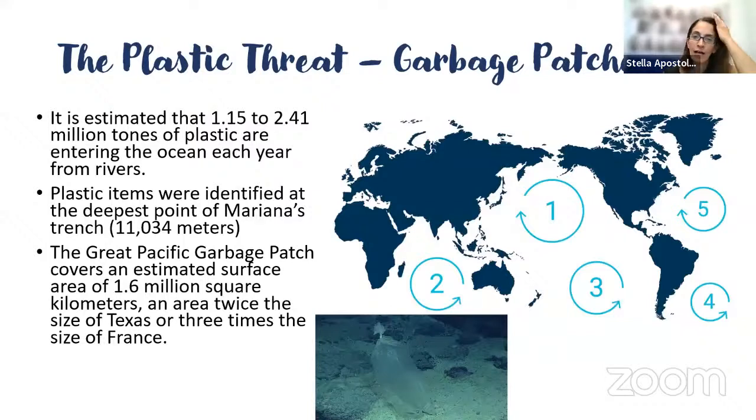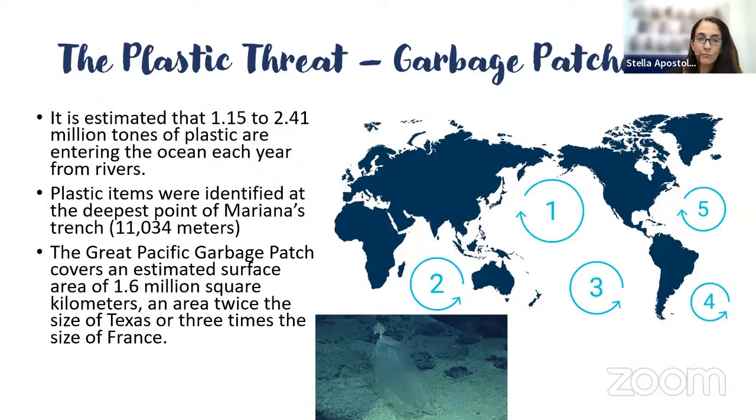I'm sure most of you have heard about the garbage patches. There are patches in the oceans, especially in the Pacific Ocean, where we find very high accumulation of plastic waste. It is estimated that 1.15 to 2.41 million tons of plastic are added every year in the oceans coming from the rivers. Plastic items have even been identified at the deepest point of Mariana Trench, which is again in the Pacific, and it is at 11,034 meters, 11 kilometers depth.